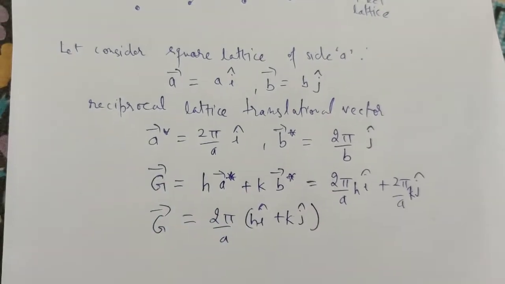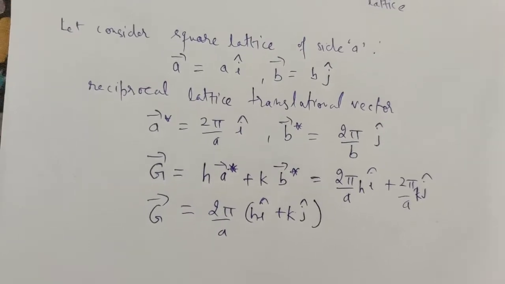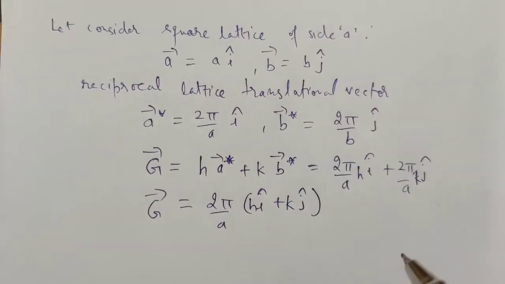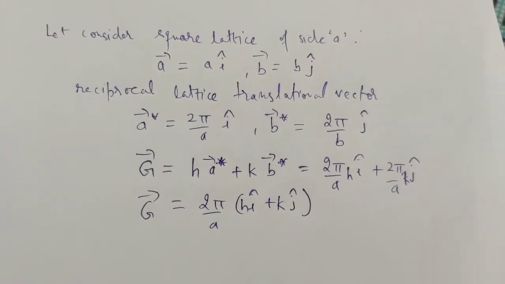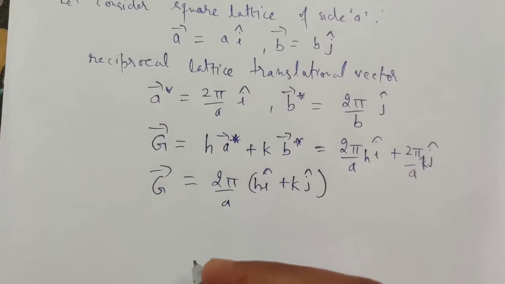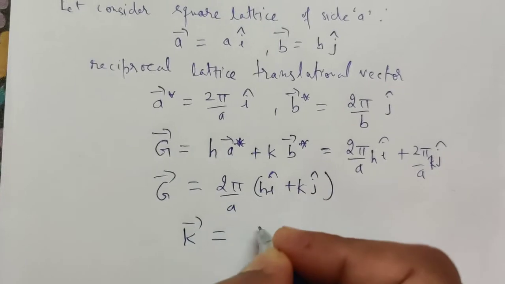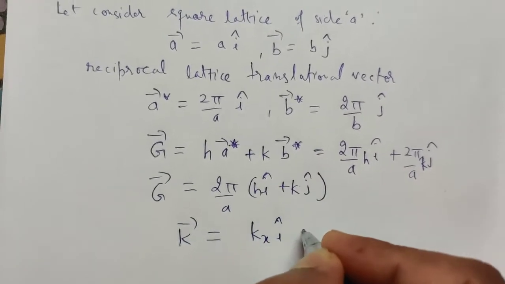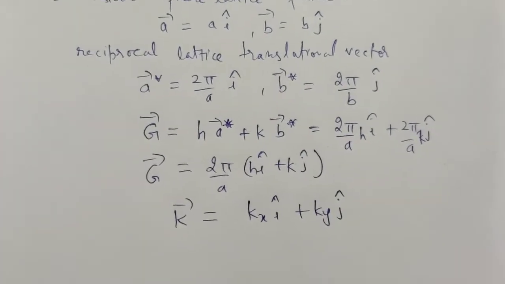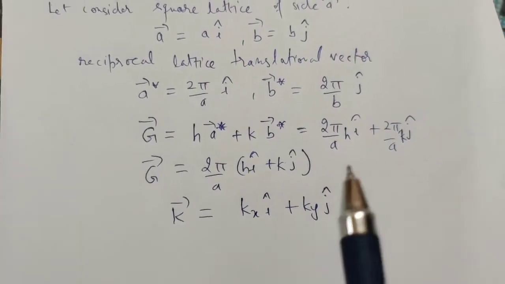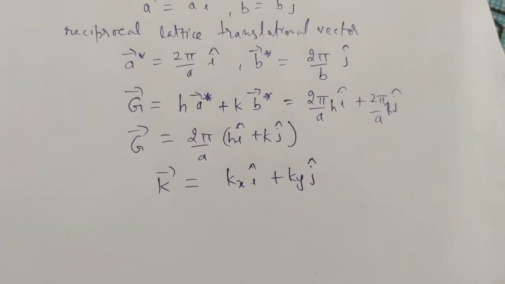This will be the reciprocal lattice vectors. So now, if an X-ray is incident on this, then what will be the wave vector for the X-ray? So then the wave vector for the X-ray will be kx i plus ky j.